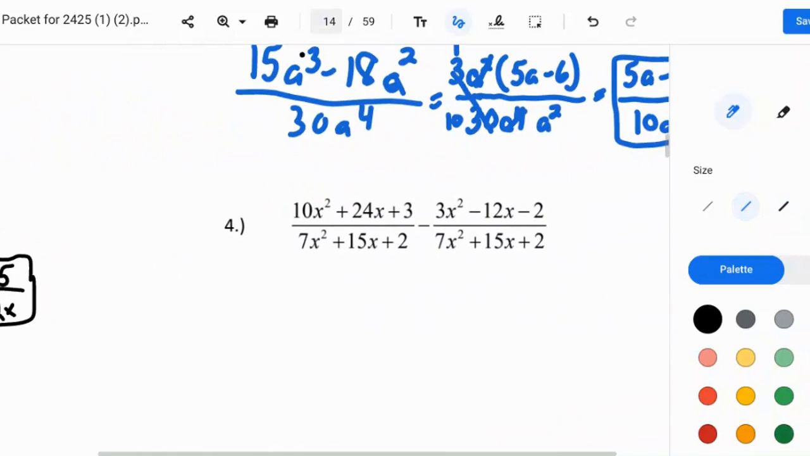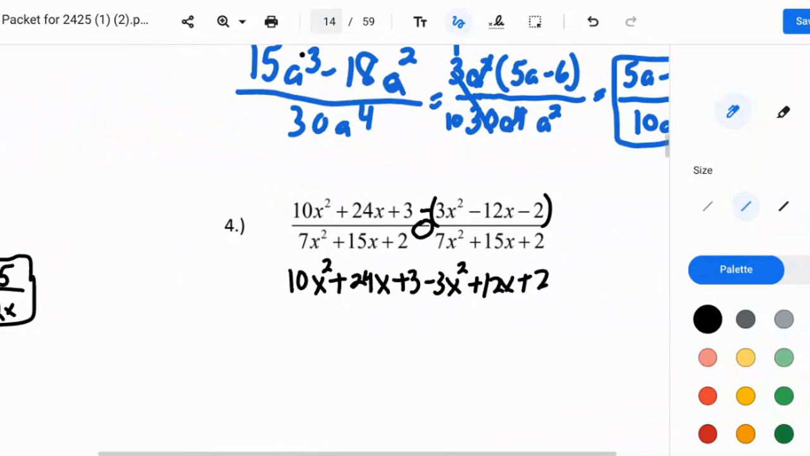Since the trinomial is identical on the bottoms for the bottom left and the bottom right, the only thing I would do is subtract the top right from the top left. So there's a minus sign in front of this whole trinomial right here. I'm just going to distribute the minus sign in front of that whole trinomial on the right side. So if I distribute a negative in, that'd be negative 3x squared plus 12x plus 2.